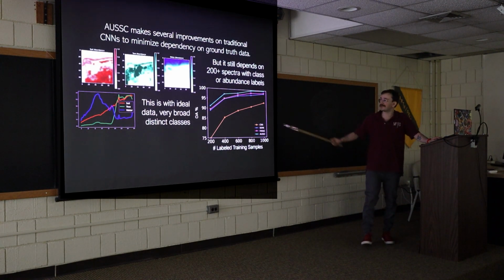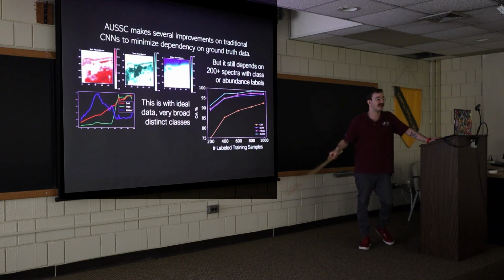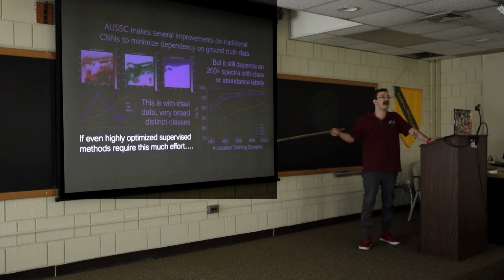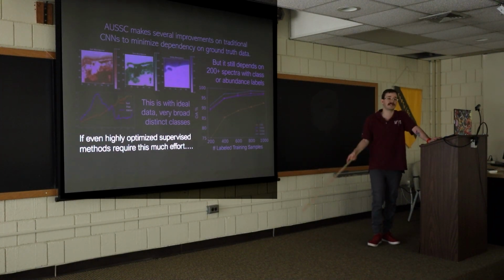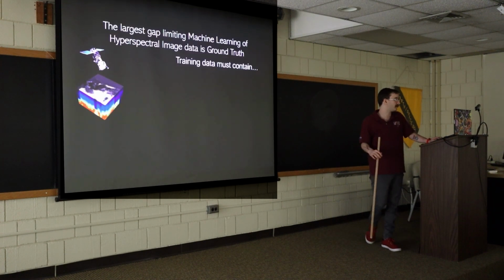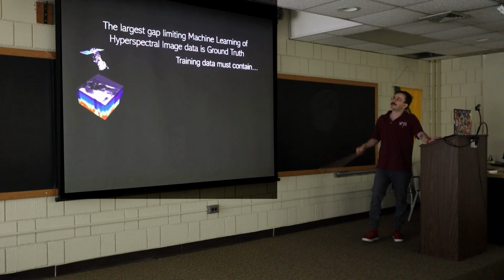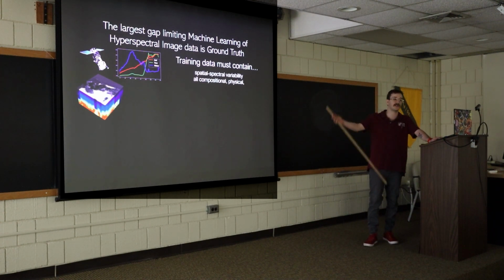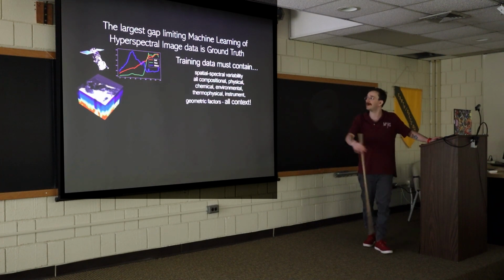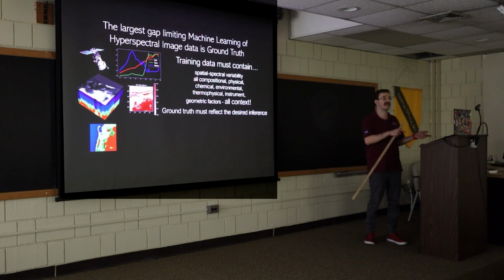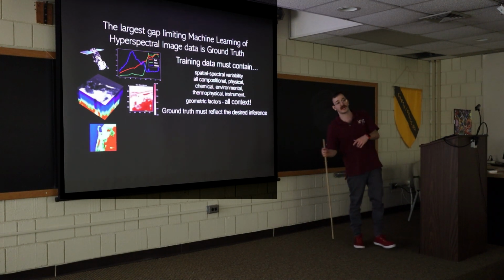So it's clear that with even the most ideal and very broad and distinct classes, even a highly supervised, optimized supervised model can't be sufficient if it requires this much effort. And so this seems to be the largest gap with machine learning and hyperspectral images. The training data needs to have all of the variability, the compositional, the physical, the chemical, the environmental, all of the context. And then your ground truth data has to also reflect the inference you're trying to gain.